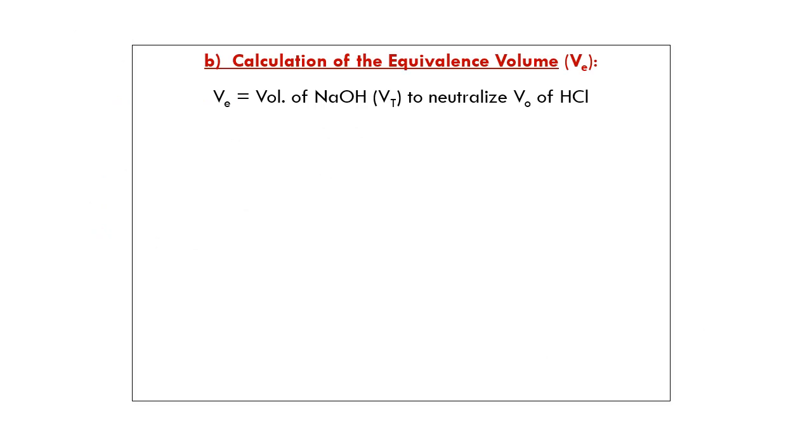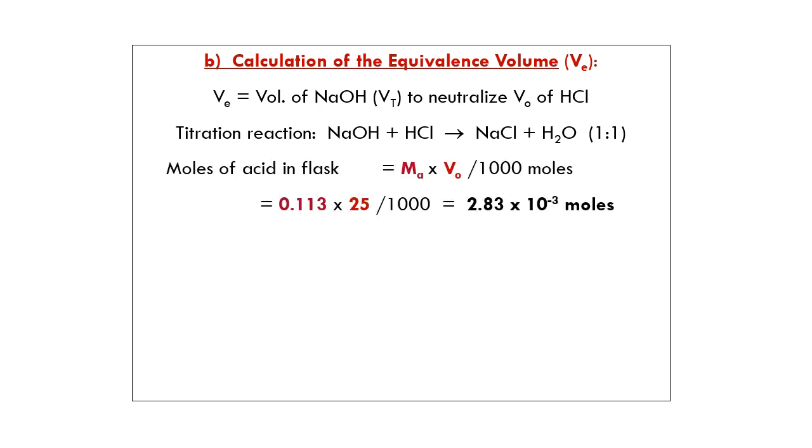Now, because we know the concentrations of our acid and our base, we can consider calculating the equivalence volume, right? At what volume of sodium hydroxide would we expect that all the HCl in the flask would be neutralized? So we write the equation for the titration reaction: sodium hydroxide plus HCl producing sodium chloride plus water. We see that there's a 1-to-1 mole ratio between the acid and the base.